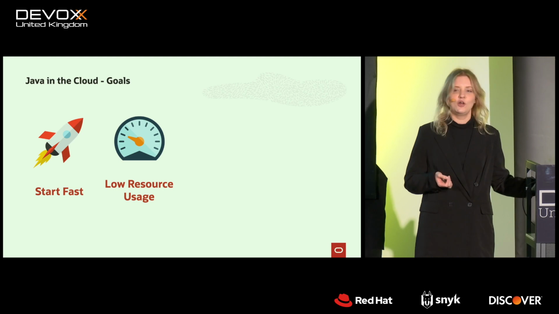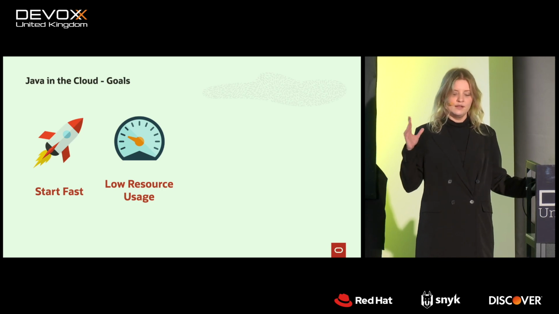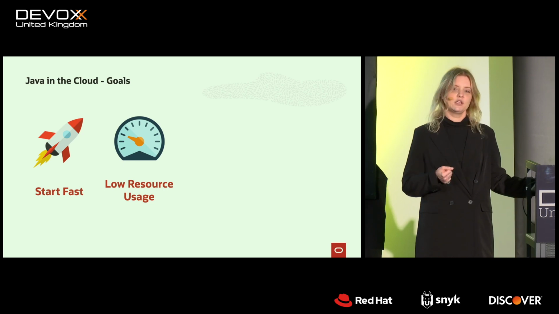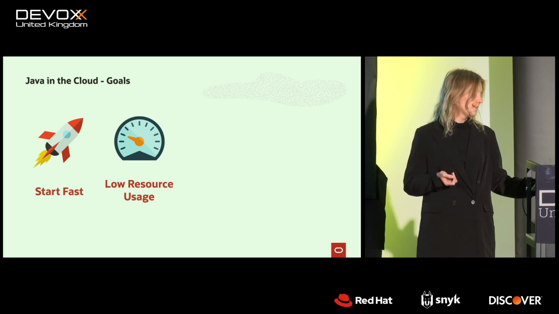The next thing is low resource usage, and that's interesting, I guess, for all workloads, but more specifically in the cloud, where resources, and again, more specifically memory, are something you pay for. So if you could deploy the same application but use fewer resources to run it and keep it operational, again, that would be preferable, especially in the cloud.